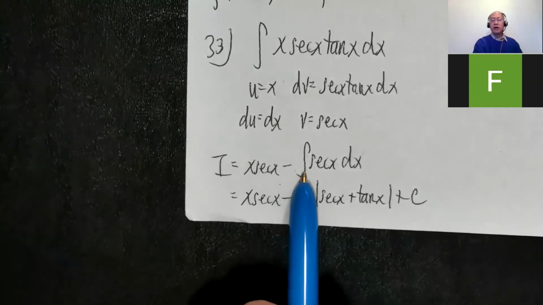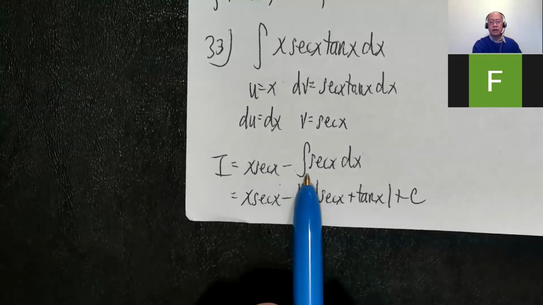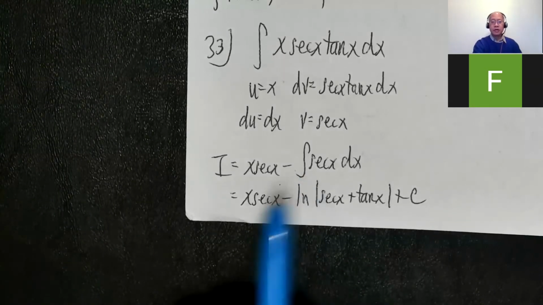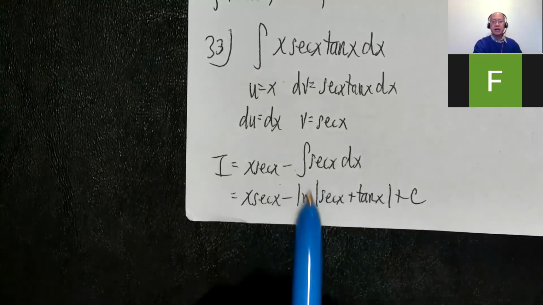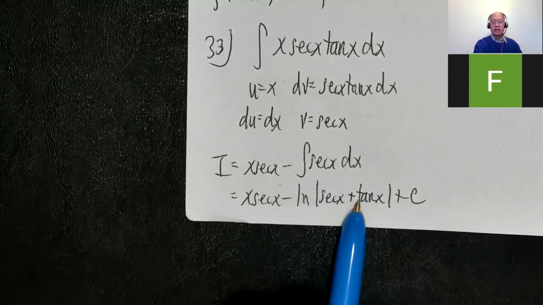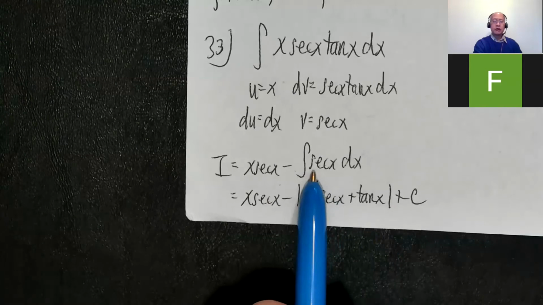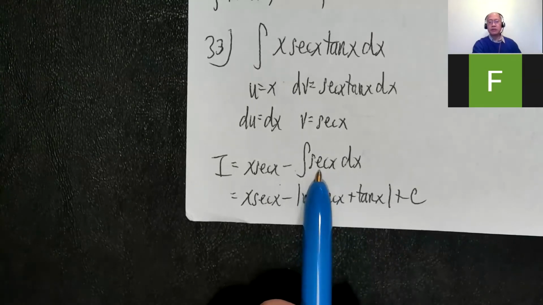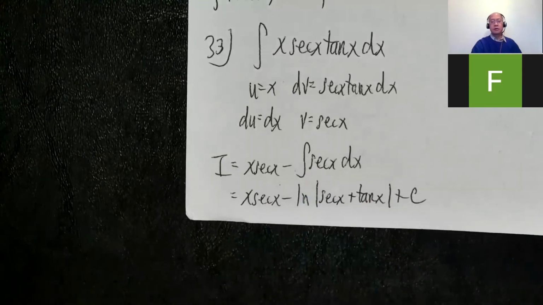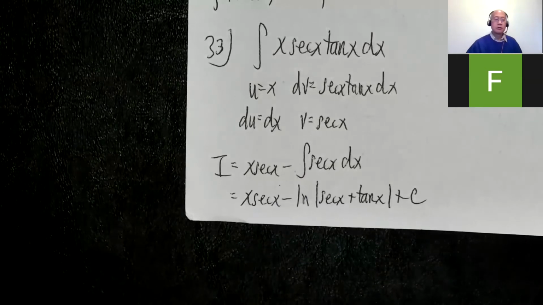Okay. And now I'll just go ahead and plug in the integral of secant x, which I gave you, and put it on your cheat sheet if you wish. X secant x minus ln absolute value of secant x plus tangent x plus c. So you don't have to go through all that derivation that I did. I have to go through that, but you don't have to. So there we go. So that's my answer for that one, 33.